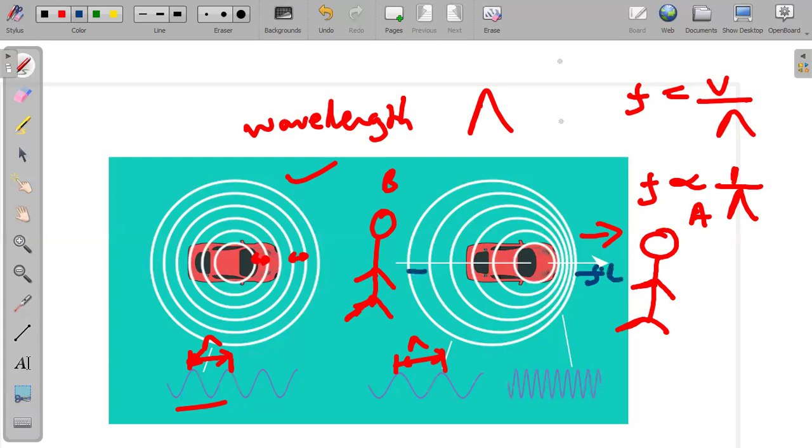On this other side, since the wavelength is greater, it's also telling us that the frequency here is lower. So observer B shall have a smaller frequency. The frequency of listener B shall be smaller than the frequency of the source, but the frequency of observer A shall be greater than the frequency of the source.